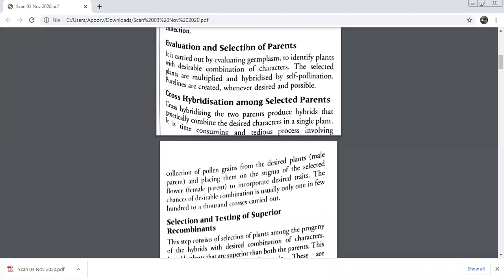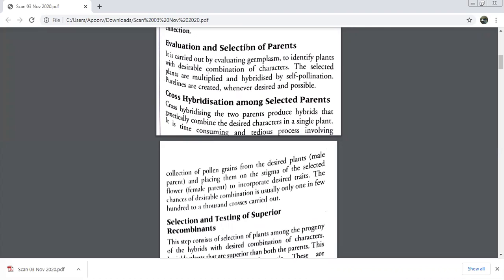The next part that you can see on the screen is evaluation of parents. It is carried out by evaluating the germplasm. And then cross hybridization of the two parents is done. Cross hybridization will give you hybrids, which will genetically combine. And why are we combining them?